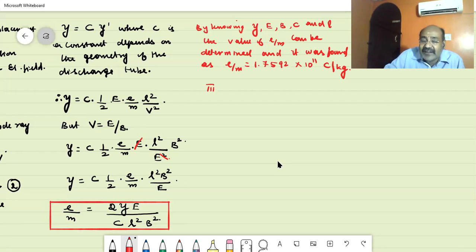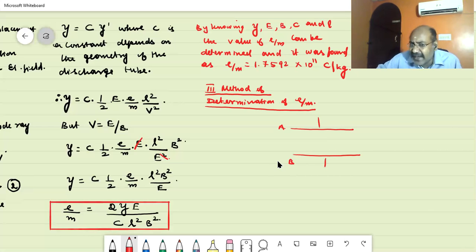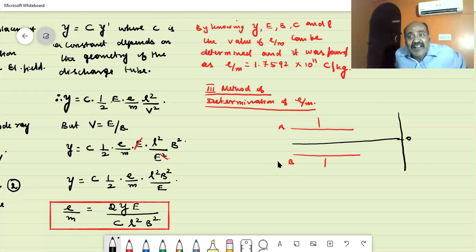Similarly, there is one more method. So the third method of determination of the value e by m. See, in this case, what are you going to do? Here also, in between the two plates, that is A and B, when no electrical field or magnetic field is applied, the cathode rays travel in a straight line and strike the fluorescent screen at the point O. Now, the electrical field is switched off and the magnetic field alone is made to act.